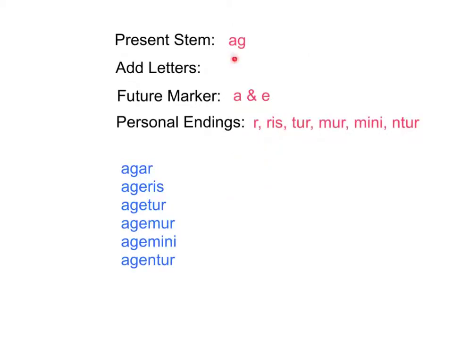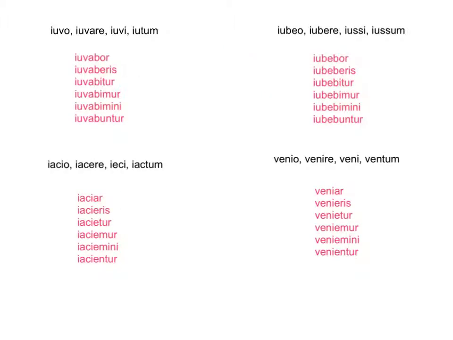Okay, so our present stem was ag. We didn't have to add any letters because it's third conjugation, and our marker for third conjugation is a and e, not bo, bi, bu, but a and e. And then our personal endings are ar, ris, tur, mur, mini, ntur. So this should be easy. This looks like agar, ageris, agetur, agemur, agemini, agentur. Good. Let's take a look at what the other conjugations would look like.